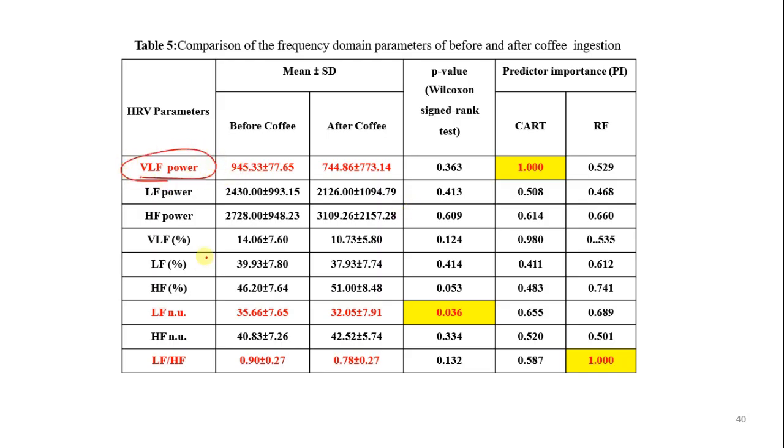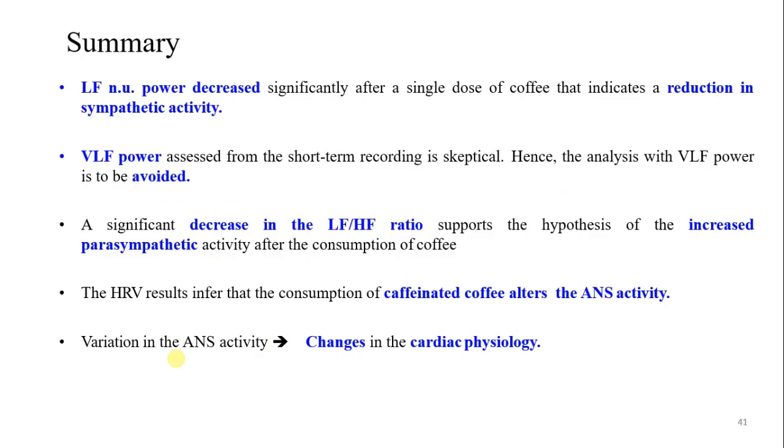Now, what we saw is that LF nu power decreased. This indicates a reduction in the sympathetic activity. So if the LF component is reducing, it is regarded as a reduction in the sympathetic activity. VLF power is usually not assessed using short term recording. In our case we recorded it for 5 minutes, so it will be regarded as a short term recording, so this cannot be used for the analysis.